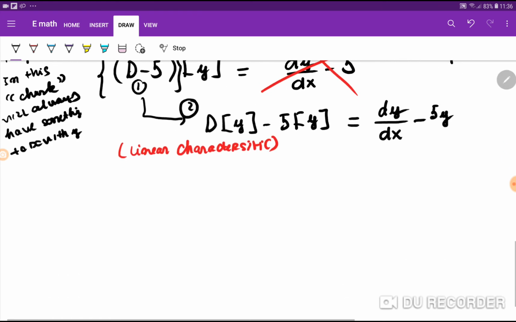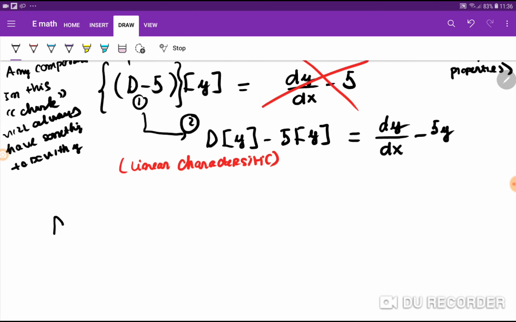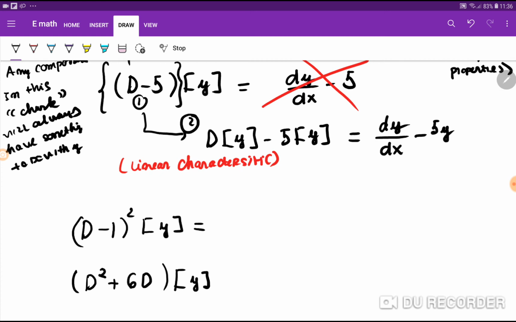Let's do a final test and see if anyone can tell me what this is. Say if you have D minus, actually let's do 2, because we're going to do linear. Can anyone tell me what this is equal to? I think you have paused it and tried. So I'm going to go ahead and give you the answer.